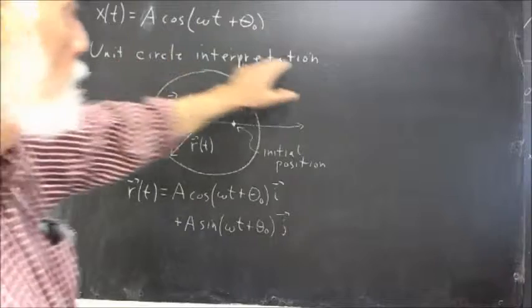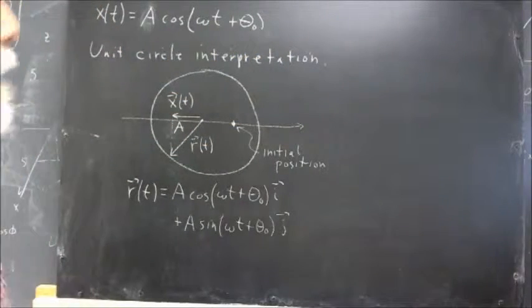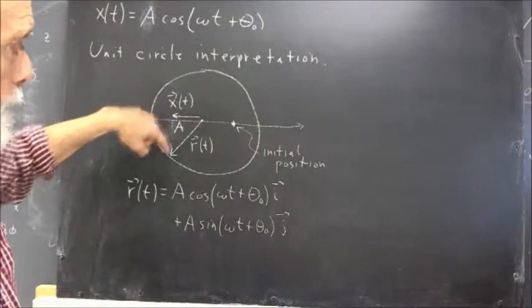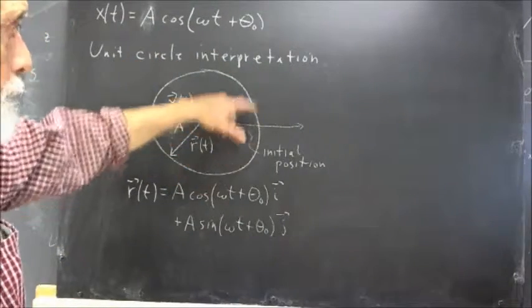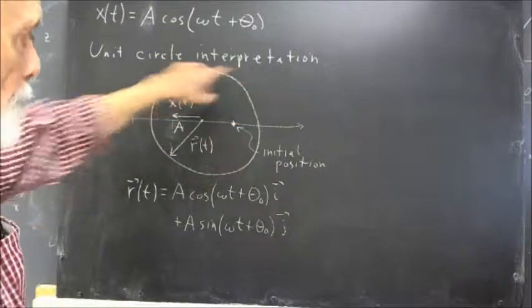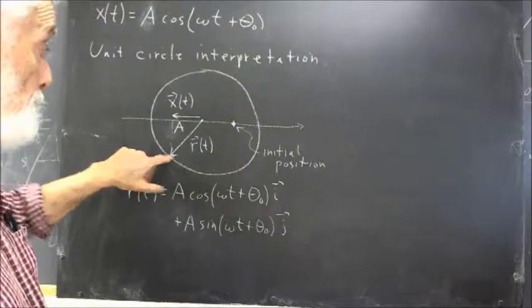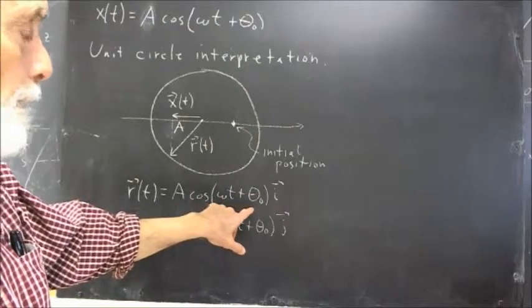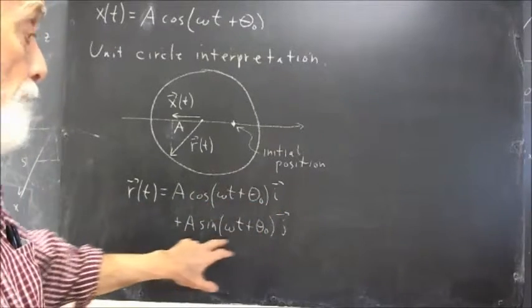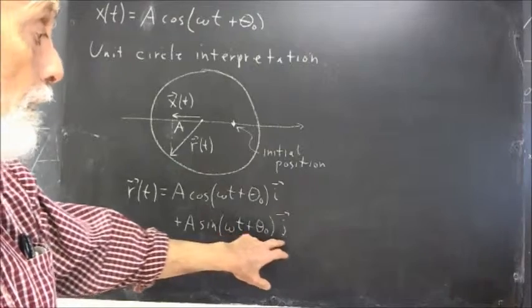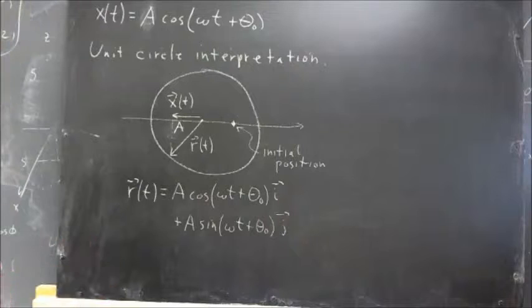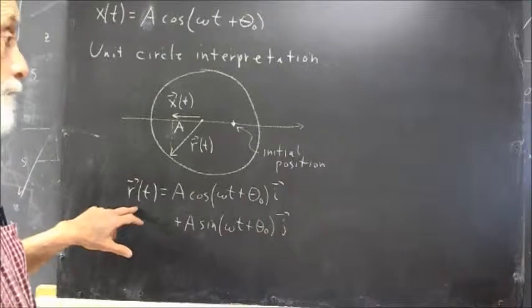Now the unit circle interpretation of this function is fairly straightforward. We have a vector, and the vector traces a path around the circle following what we've called the reference point. The vector is r of t, and r of t is a cosine of omega t plus theta naught i plus a sine of omega t plus theta naught j. Now these are the i and j vectors, not the square root of negative 1. So here's our r of t.